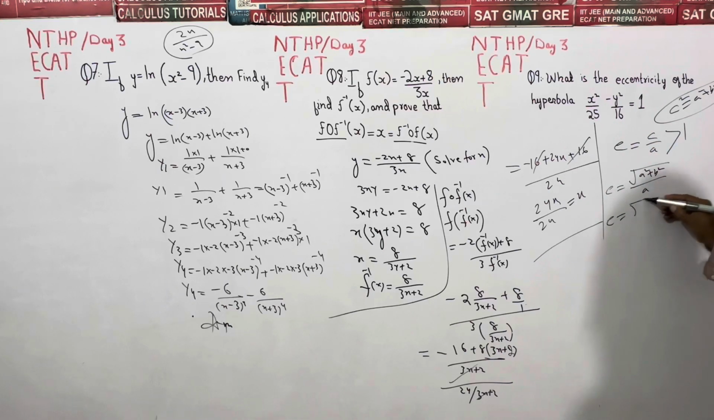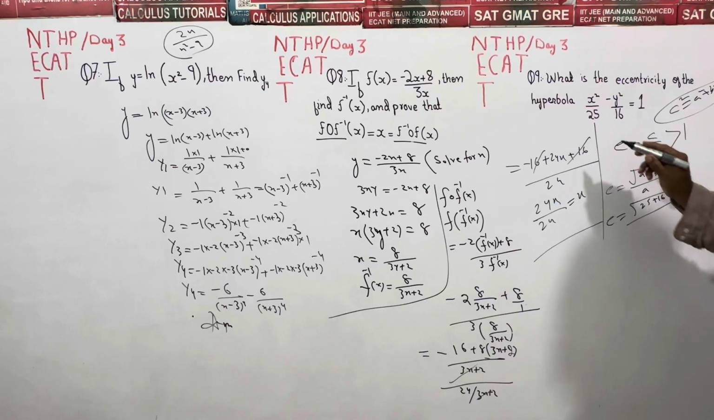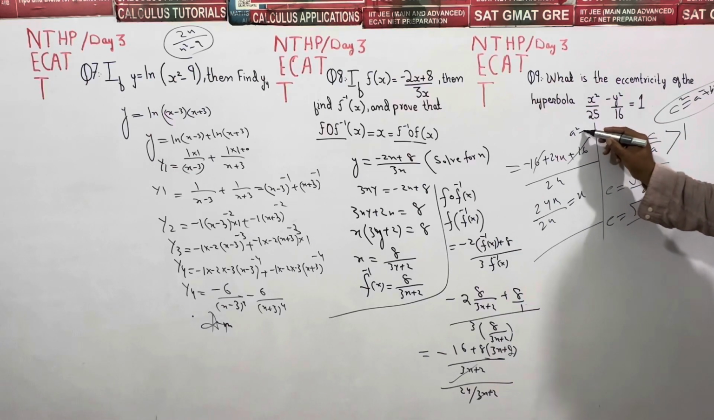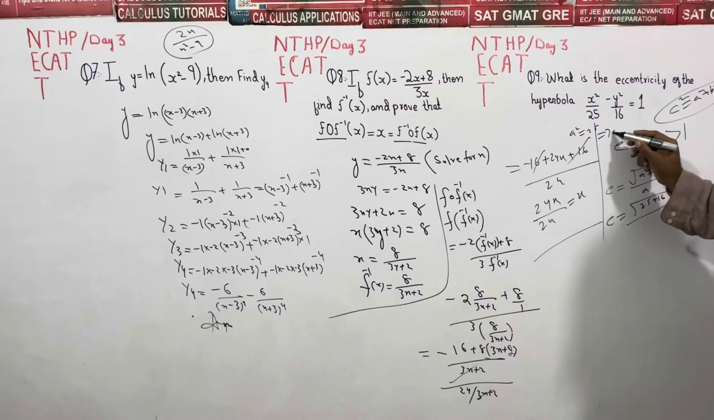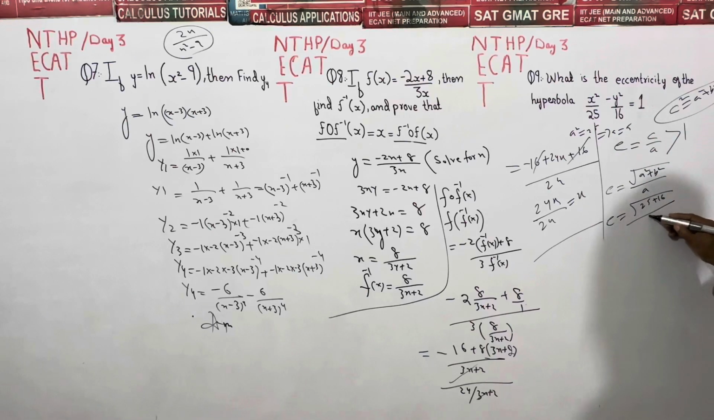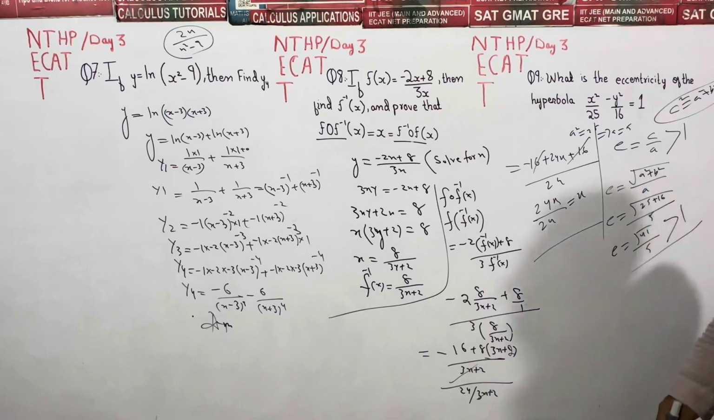So e is equal to root of 25 plus 16 over a. If a square is 25, this implies that our a is 5. So it's root 41 over 5. And if you calculate, that is greater than 1. That is the eccentricity of the hyperbola in this case.